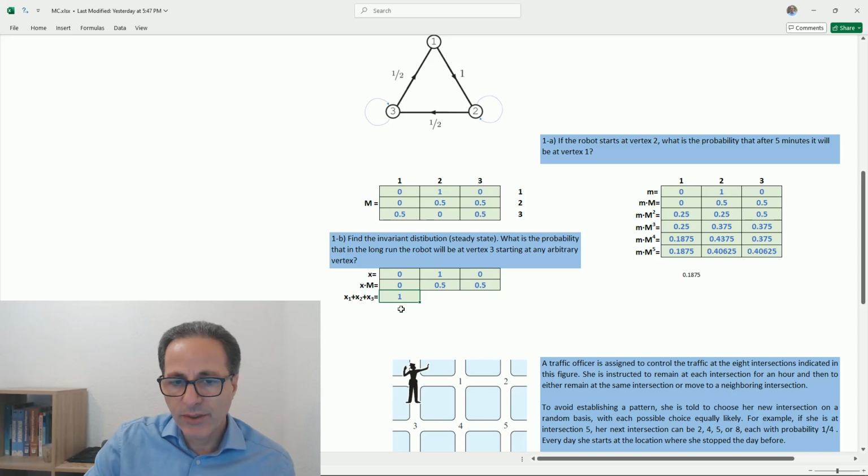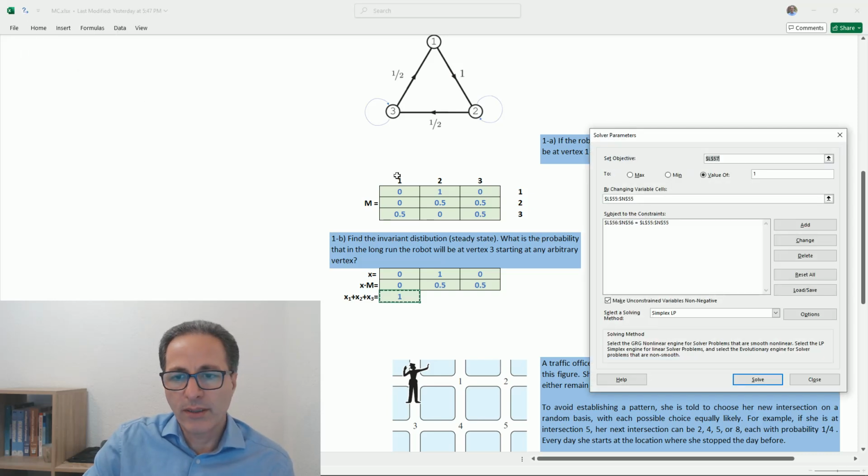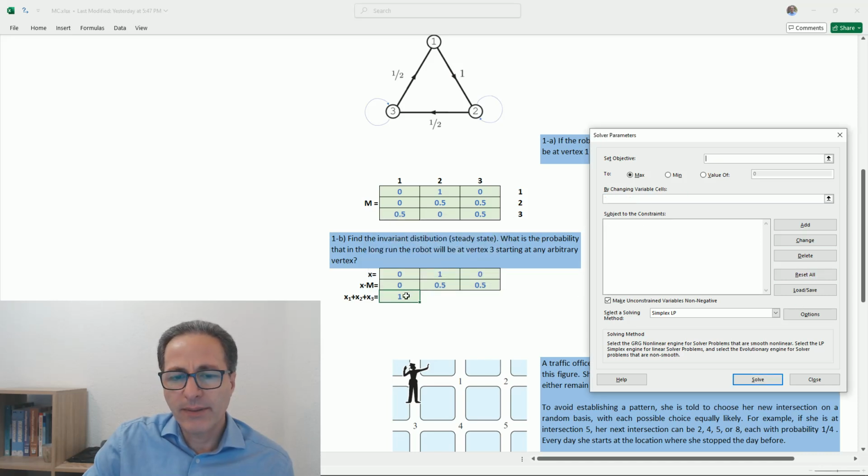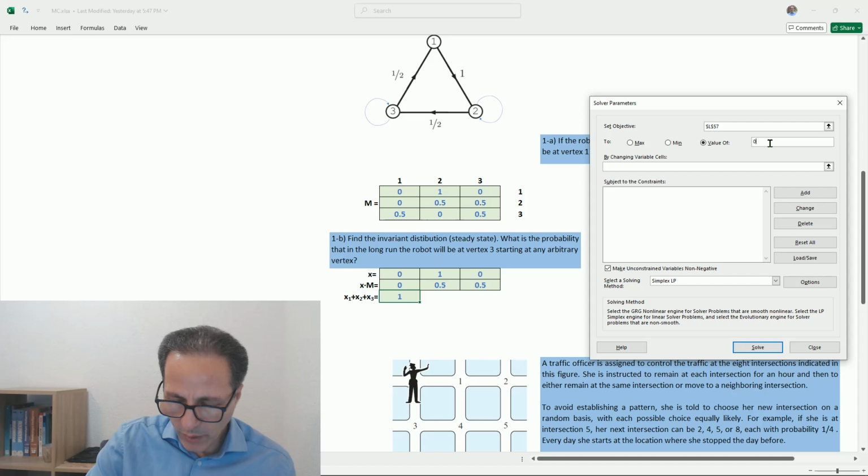But what is that invariant distribution? We start to solve this problem. I want to have this sum equal to 1 and also X to be equal to X times M. So we select this cell that has the sum, and we start again to use solver, but this time we are not minimizing or maximizing. We want the value of this cell to be equal to 1. This sum must be equal to 1.